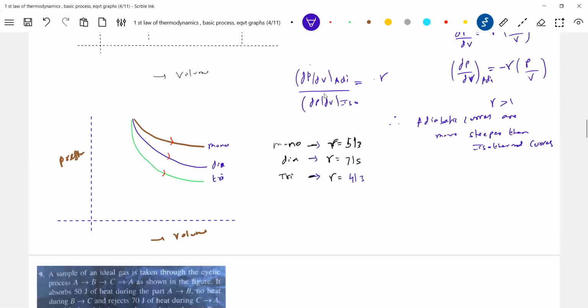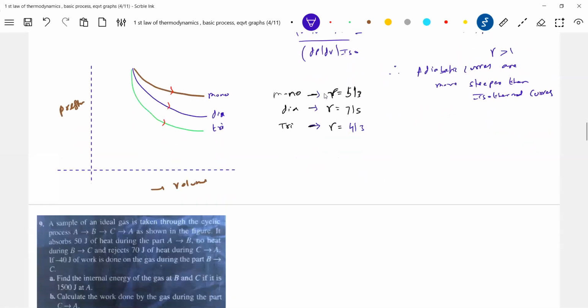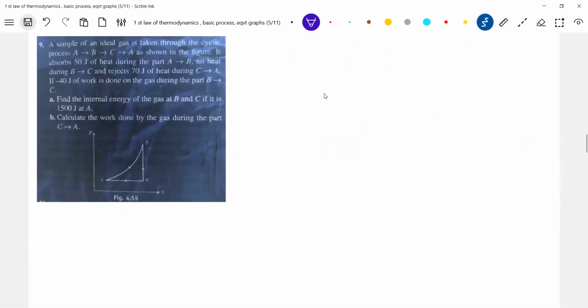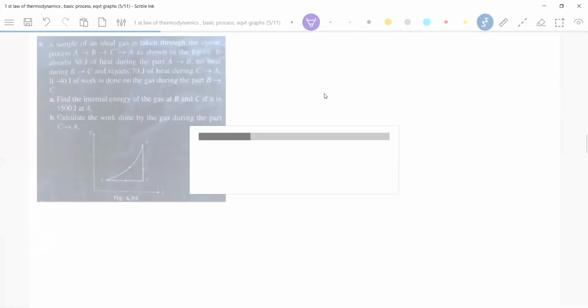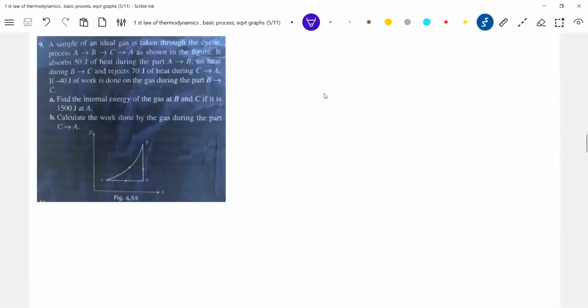Okay, clear this one. So the curve response will be like this here because it all depends upon the gamma. Okay, let's go for the first law of thermodynamics. A few problems we will do, then I'll come to the equivalent graphs later on. Now, just based on the formula, the only thing you have to use is Q equal to delta U plus W.